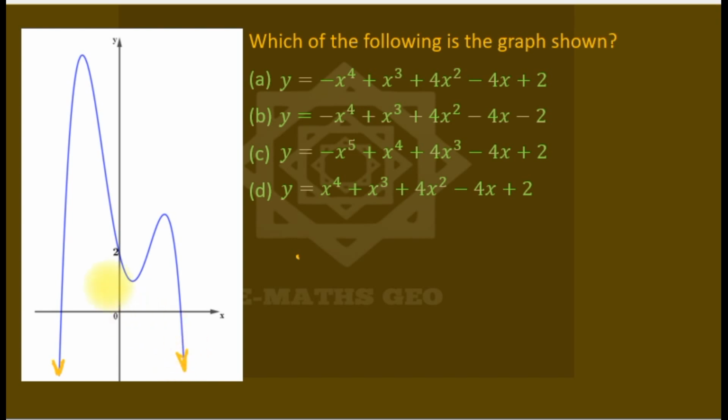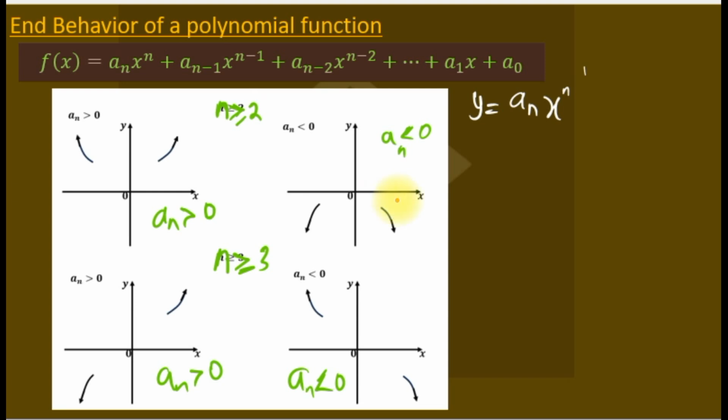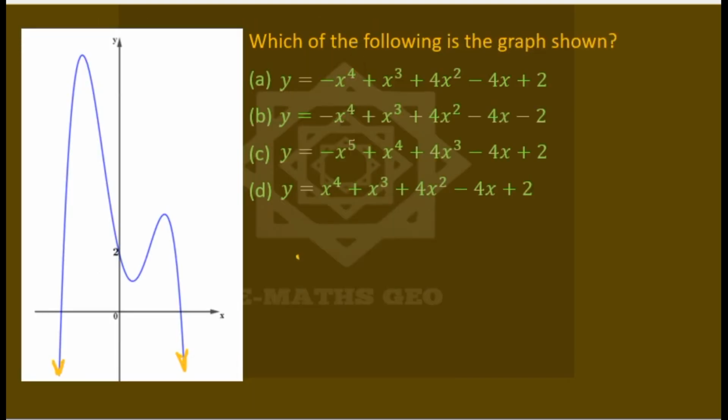So as you can see, the end behavior ends here and here. So what do you notice? From what I said, the end behavior here, the power must be even, greater than or equal to 2. So we have an even function. So our graph's highest power must be even. So which of them has the highest power even? We have 3. So this is off.